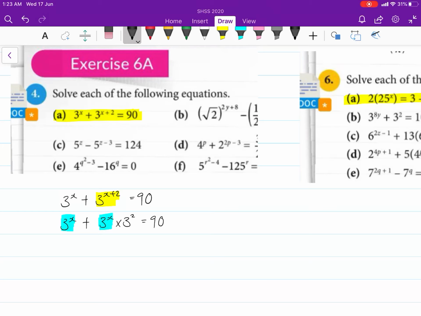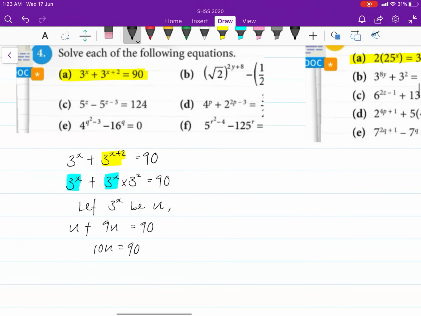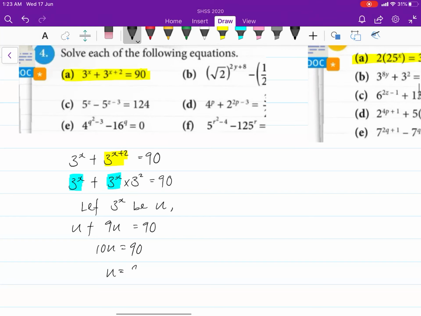I see that there's 3 to the power of x here and 3 to the power of x here, so I use substitution. So I let 3 to the power of x be any algebra you want. In this case, I'm going to let it be u. So I have u plus 3 squared is 9, 9 times u is 9u equals to 90. u plus 9u is 10u equals to 90. So divide by 10, u is 9.